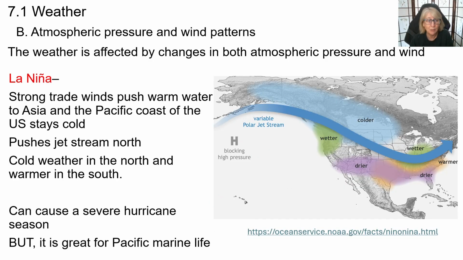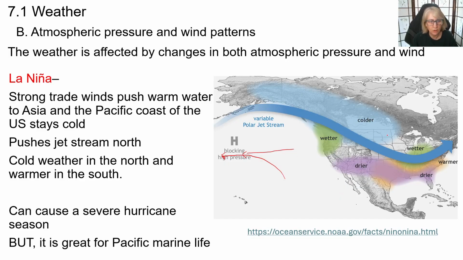La Nina is the opposite of El Nino. La Nina is when the trade winds are pushing the warm water to Asia, and I have this in an animation here as well. The trade winds move, I've got a pen, this way. And that takes the warm water that would be coming from the equator and it pushes it all the way to Asia. That leaves this coast of the US and Canada colder than expected. This cold water pushes the jet stream very far north.